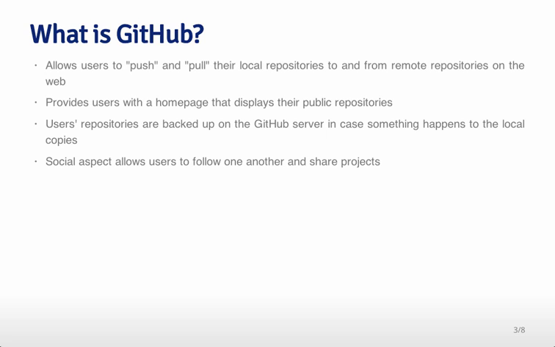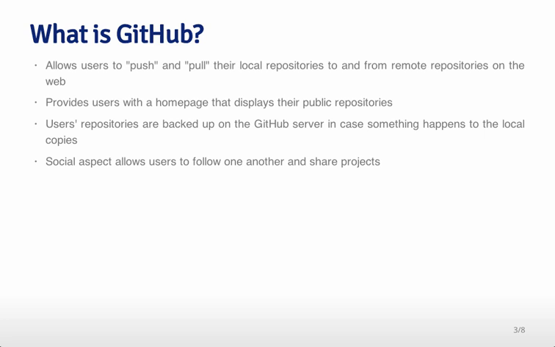So basically what it does is it allows users to push and pull their local repositories, so things that you've got under version control in Git on your local computer. It allows you to push them and pull them to remote repositories that are on the web. It also provides users with a homepage that displays all of their repositories, and the repositories that you have on GitHub are backed up on the server in case something happens to your local copies.